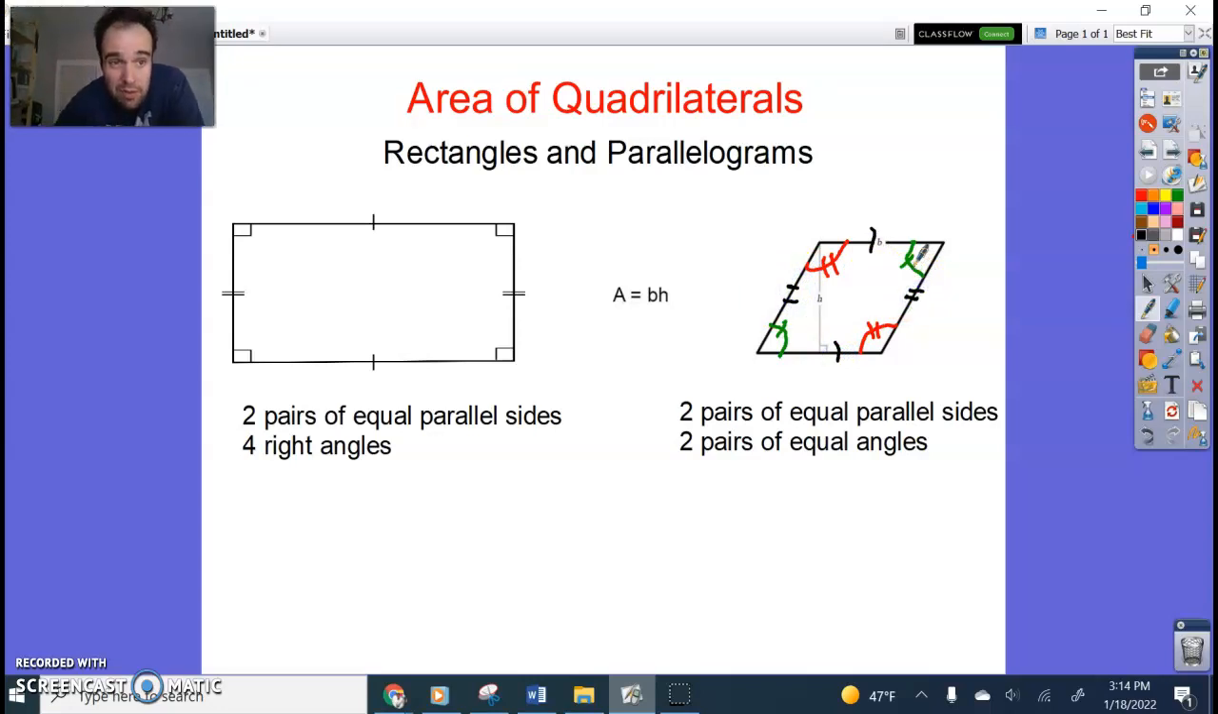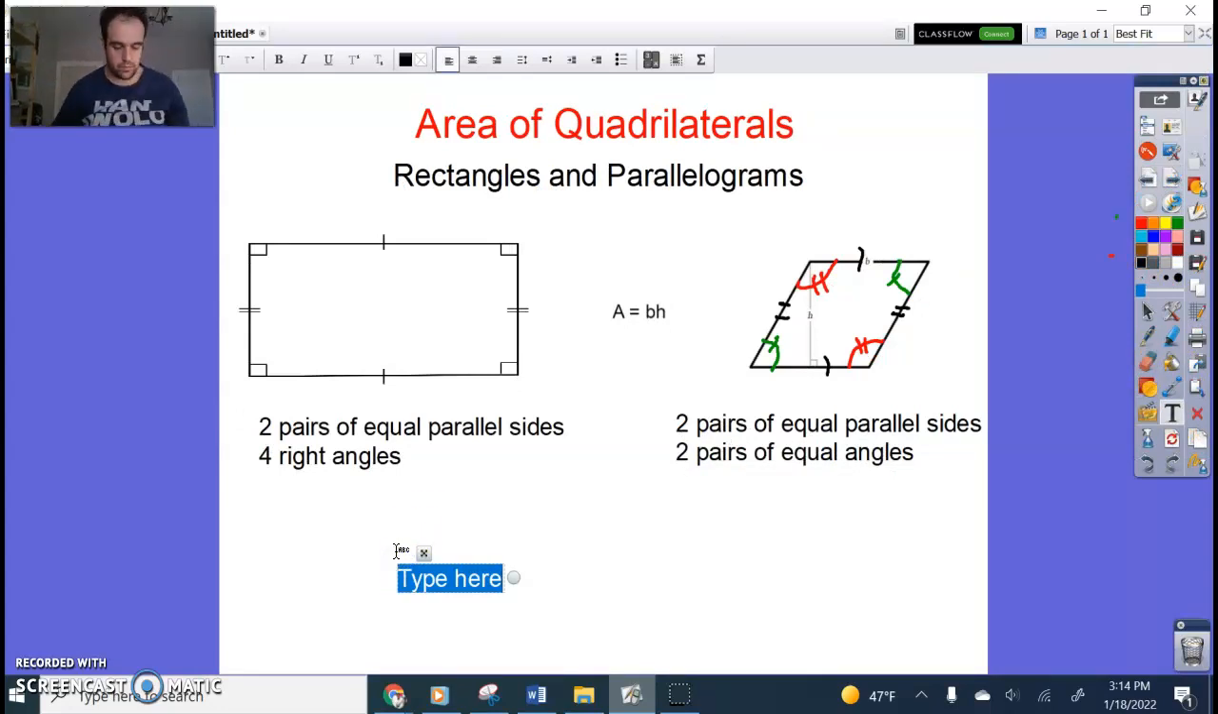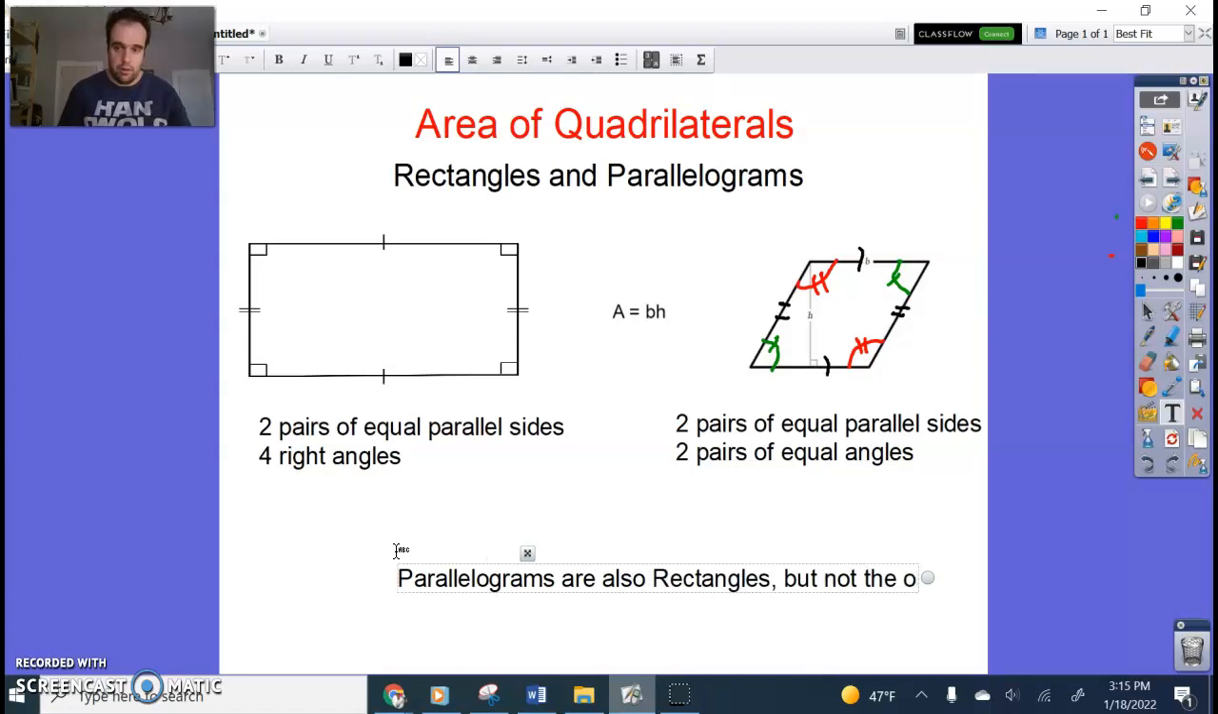If they were all the same, means 4 equal sides that just are on a tilt, that's called a rhombus, and we'll talk about that in a couple days. But what this means is that, I'll type this for you, since parallelograms have these qualities, 2 pairs of equal parallel sides and 2 pairs of equal angles, and a rectangle has 2 pairs of equal parallel sides and 4 right angles, that still means there's 2 pairs of equal angles. They just have to all be the same. So all rectangles are also parallelograms, but not the other way around.